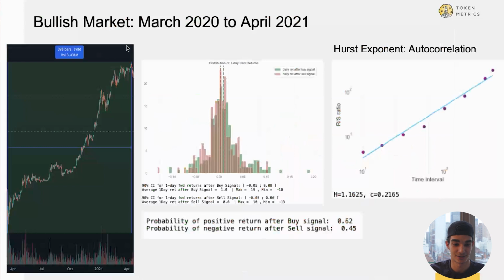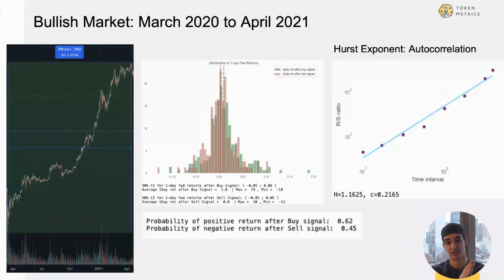All right, now let's discuss something nicer, the bullish market and the bullish phase. So similar analysis that I'm going to do. I'm looking at March 2020, so post-COVID, all the way up to the market top in April 2021. Here, also I'm looking at the Hurst exponent to evaluate the autocorrelation, and it's very, very high. I think it shouldn't even be above 1, so I would have to double check the data, but it's still fairly autocorrelated. So in an uptrend or in a bullish phase, high autocorrelation in returns.